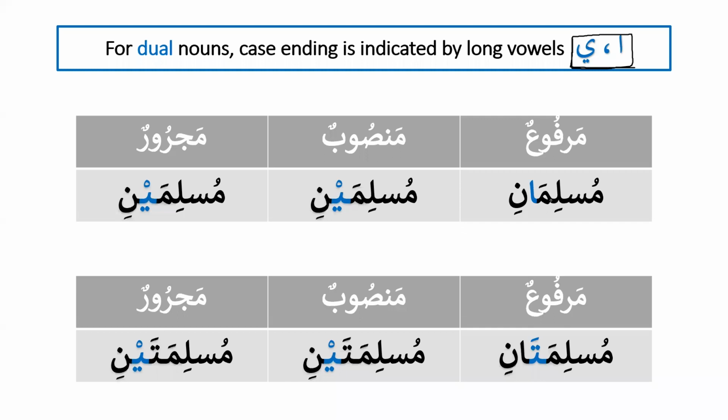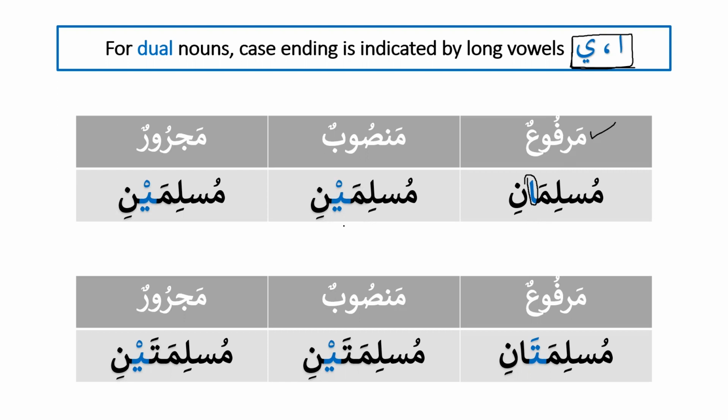So singular is Muslimun, which we discussed in the previous lesson. And the dual is what? It is Muslimani. So when we have Muslimani, with alif, then we will say the noun is marfu.